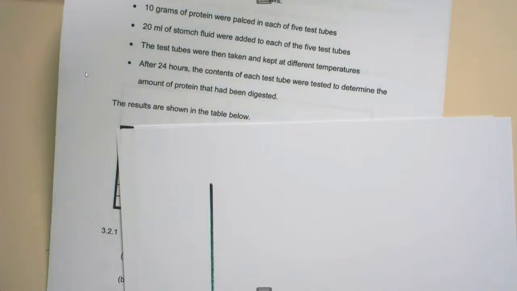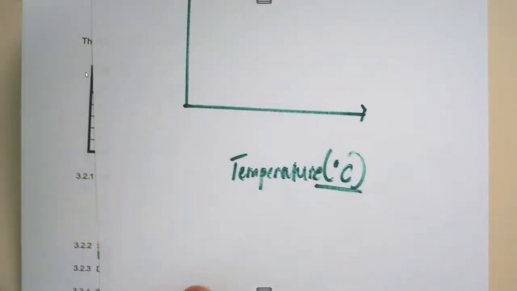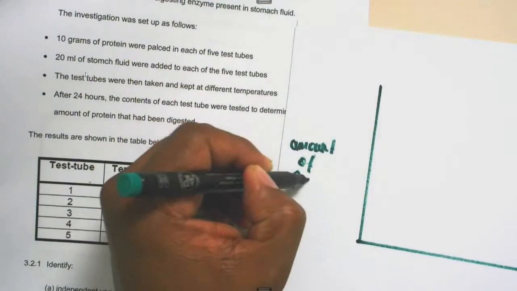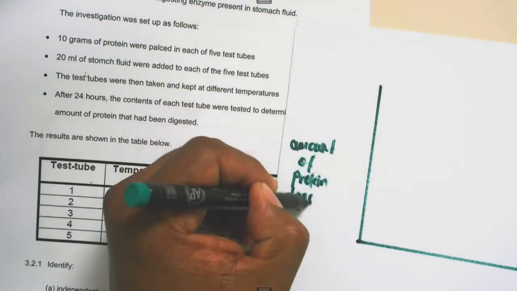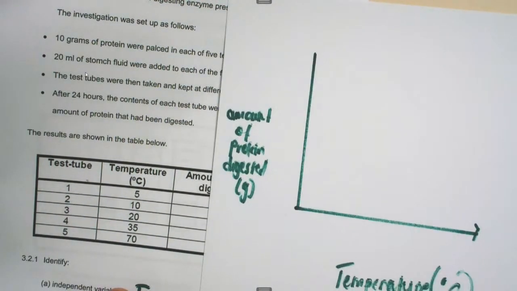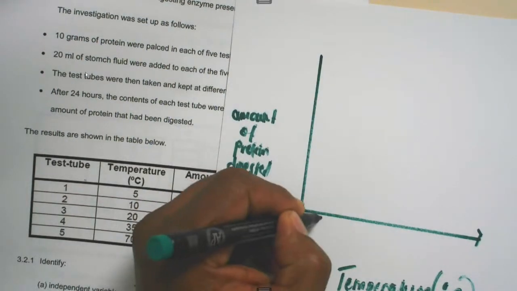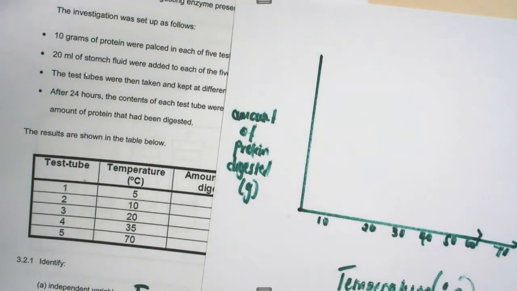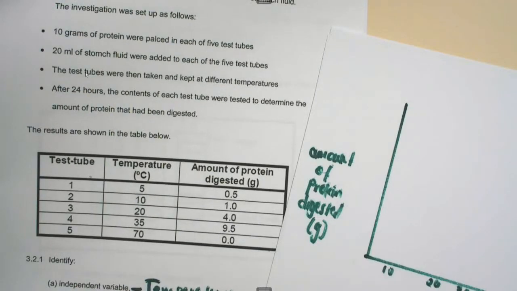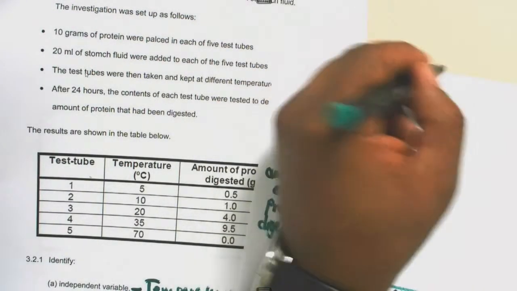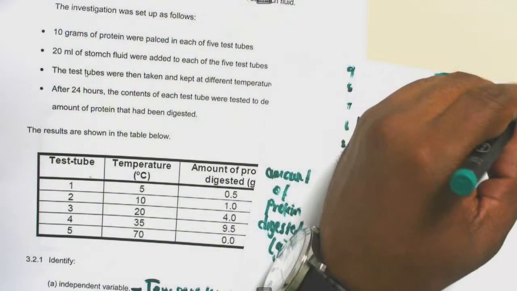So temperature is given in degrees Celsius, very important to indicate the unit, and then the amount of protein digested is given in grams, and therefore we must also provide an appropriate scaling for your axis. Now for temperature, you can use a scale of 10, 20, 30, 40, 50, 60, it goes to 70. And then the amount of protein digested can be 1, 2, 3, 4, 5, 6, 7, 8, 9. Remember, title or caption is very important to indicate.